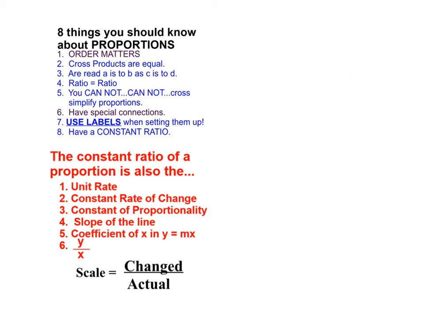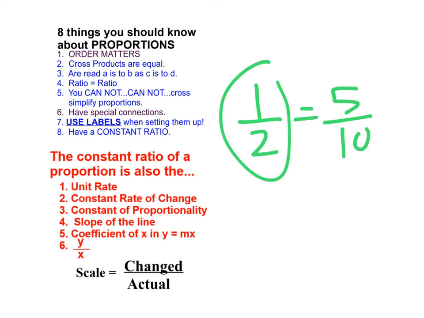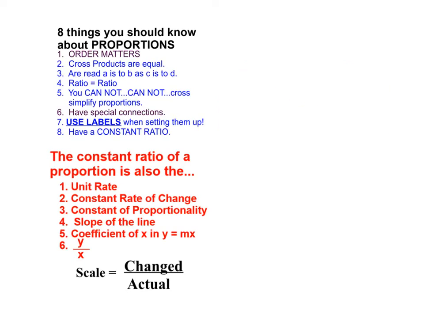Number 4 is just a definition. It's a ratio equal to a ratio. So when I wrote 1/2 equals 5/10, this is a ratio, which is just a comparison of two numbers. This is a ratio, a comparison of two numbers, and we are saying they are equal. So it's a ratio equal to a ratio.